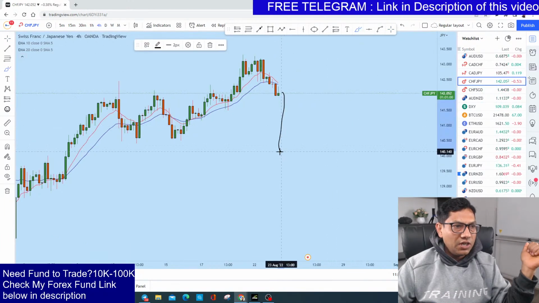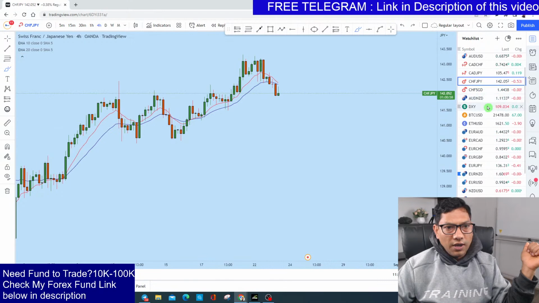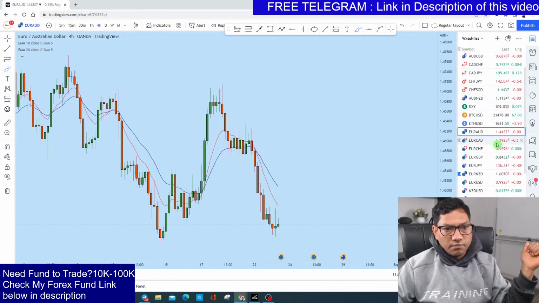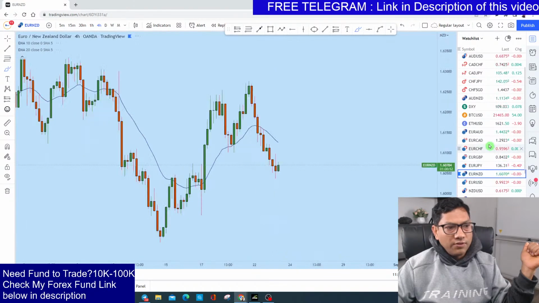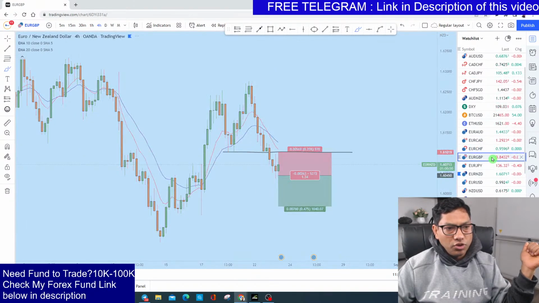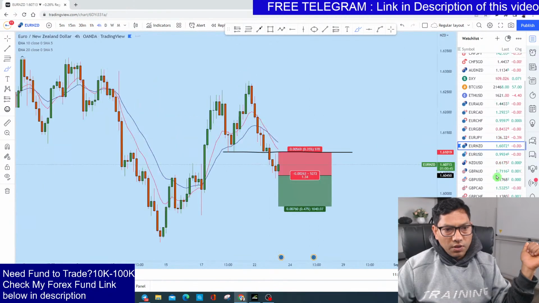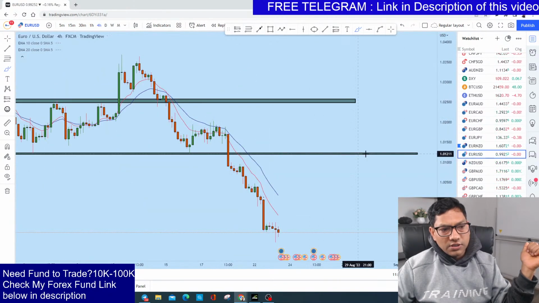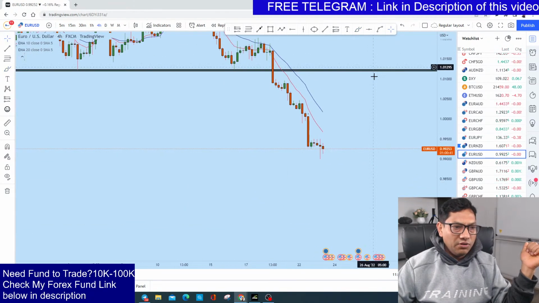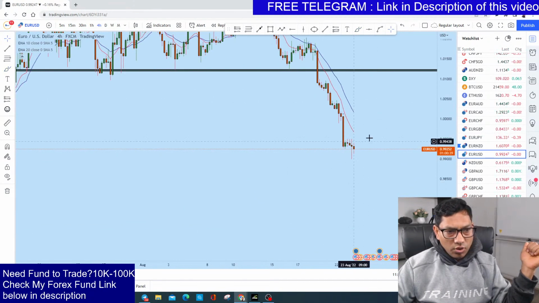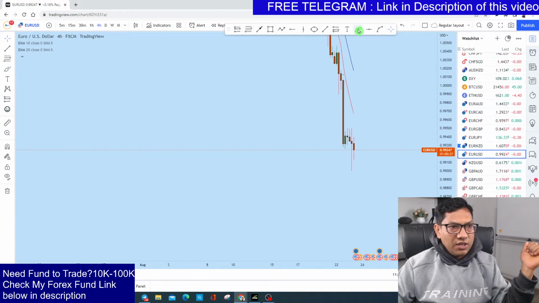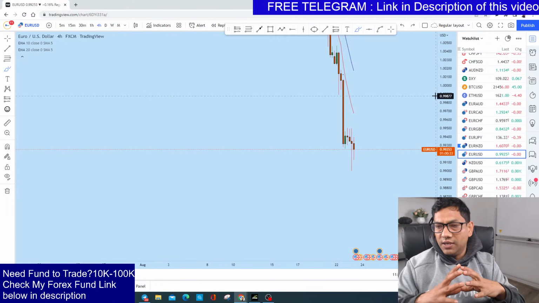CHFJPY, we might see a drop, and Euro AUD, so Euro NZD, we might see a drop. Euro GBP, after this doji you should see a drop. So Euro dollar to me is bearish. Okay, so there is a liquidity gap. We might see euro dollar melt down. Okay, so this one I can say, guys and girls.